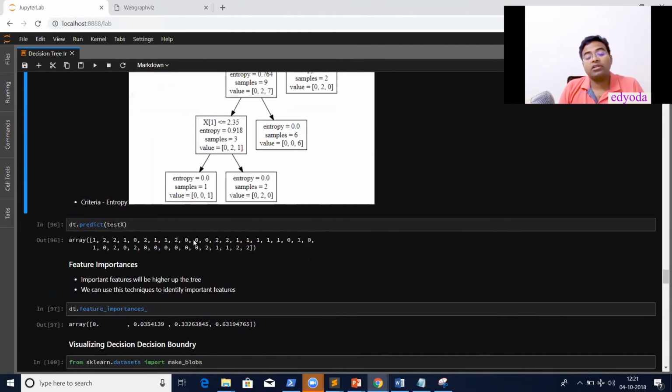Decision tree algorithm works pretty well because important features will definitely go up the tree. So decision trees are a good way to understand feature importances as well. If you do dt.feature_importances_, it will tell you the importance of the first feature, second feature, third feature, and fourth feature. You can see the third and fourth features seem to be highly important.